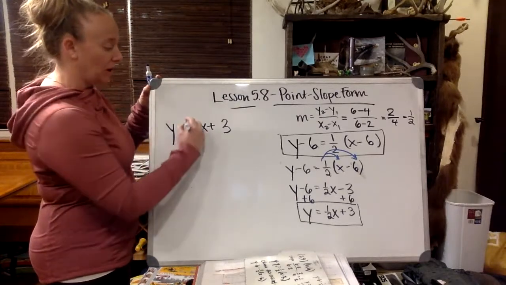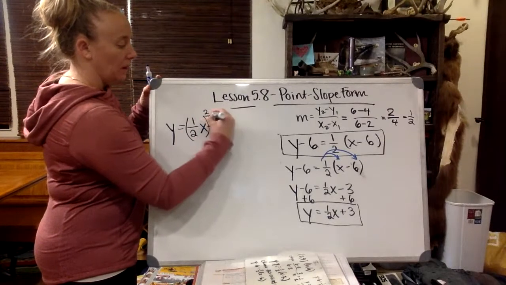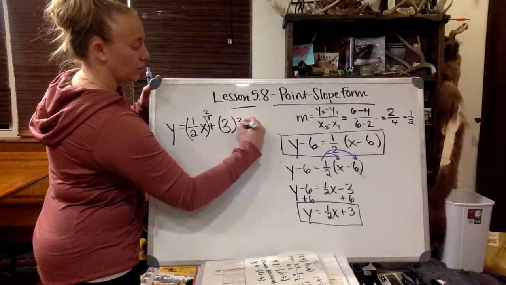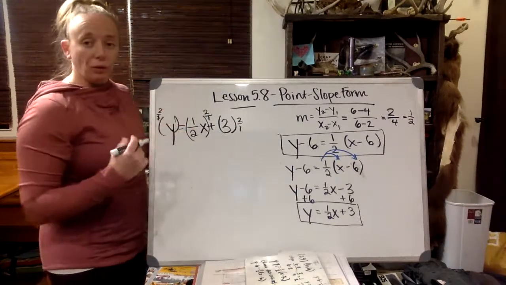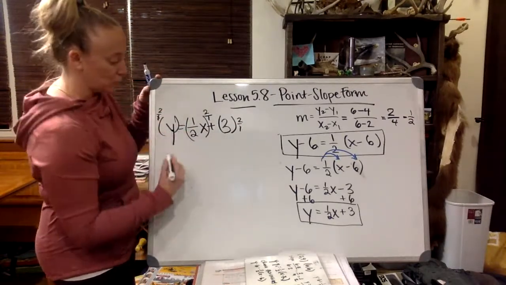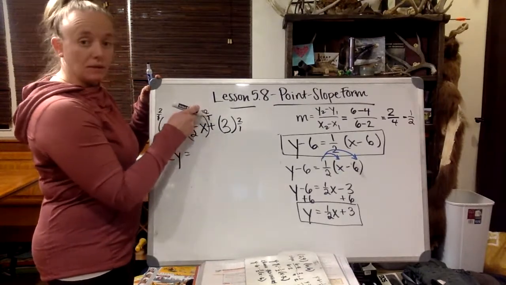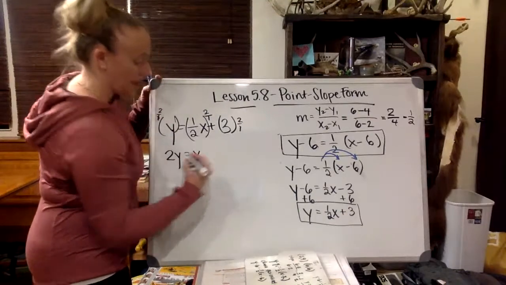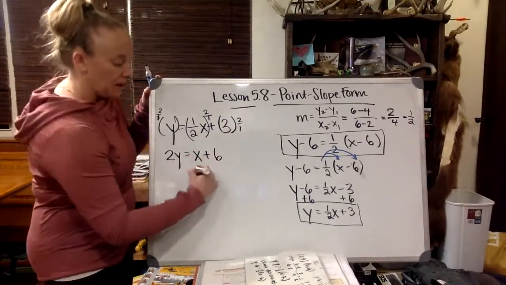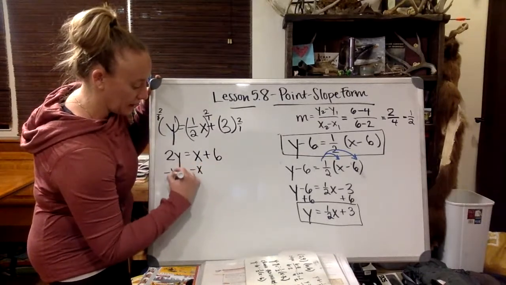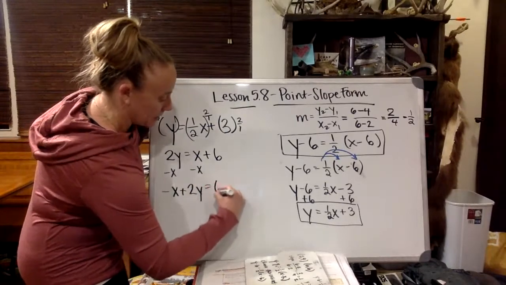so I'm going to get rid of my fraction. I'm going to multiply this term by 2/1. That means I'm going to multiply this term by 2/1. I'm going to multiply this term by 2/1. Essentially, 2/1 is 2, right? So 2 times y is 2y. 1/2 x times 2 is just simply x. 3 times 2 is 6. Now I'm going to subtract x from both sides. I get negative x plus 2y is equal to 6.